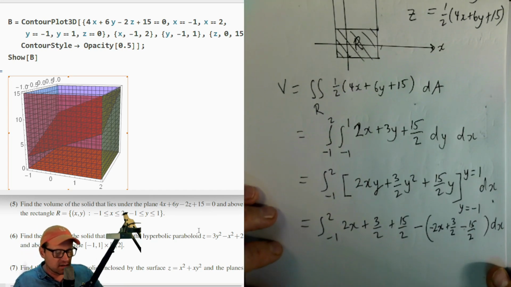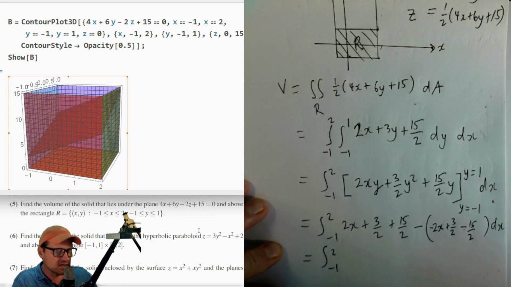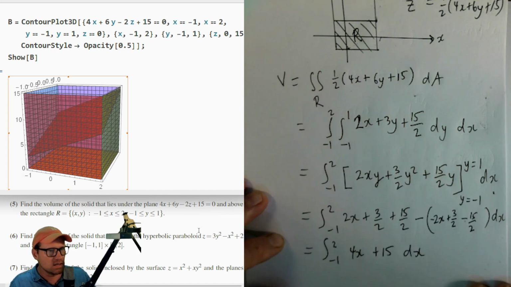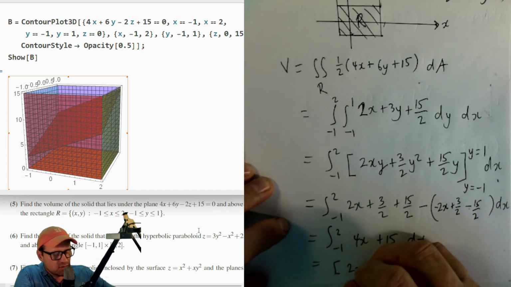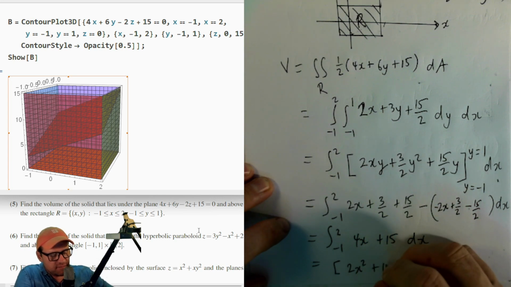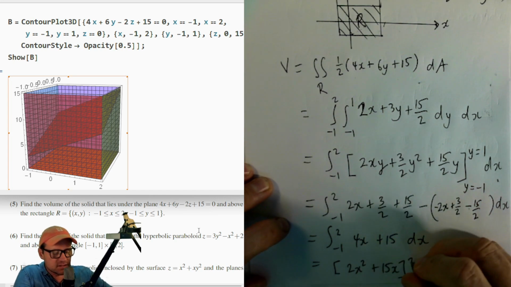Okay, now simplifying this difference, 2x plus 2x is 4x, 3 over 2 minus 3 over 2 is 0, 15 over 2 plus 15 over 2 is 15, and so now we need to integrate 4x plus 15. So we have 2x squared plus 15x from minus 1 to 2.